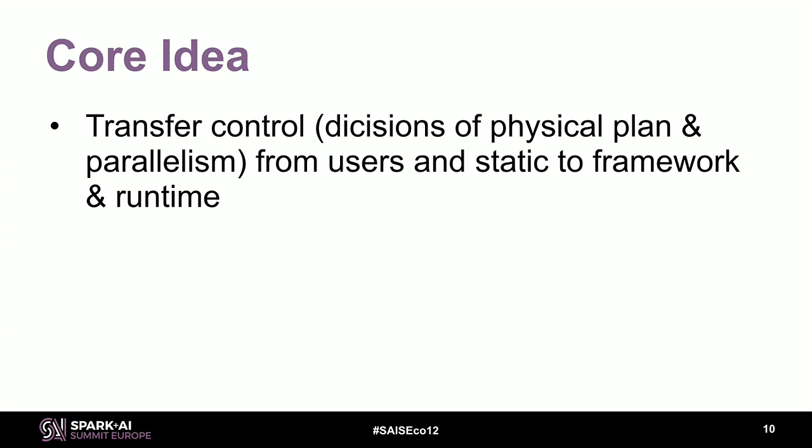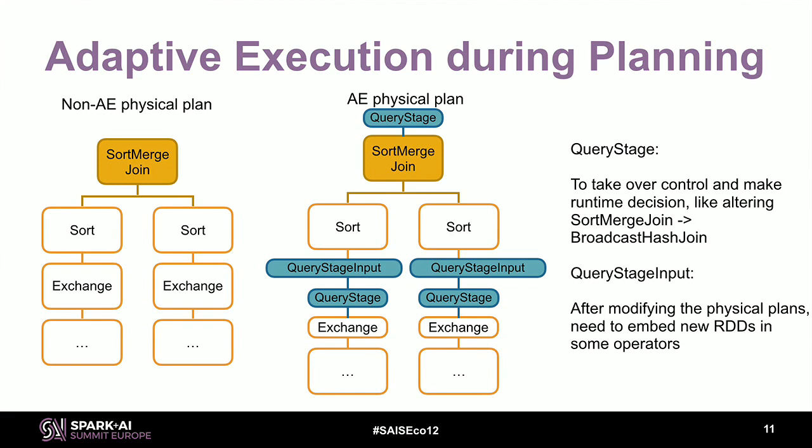To make this happen, we should do something both in the planning phase and in the execution phase. In order to take control at runtime, during planning, we cut the physical plan tree into multiple stages according to shuffle boundaries. We insert a node called query stage as the root of each stage, and also a node called query stage input as a leaf of each stage. This way, stages are divided before submitting to the DAG scheduler, so that we can submit stages one by one and do some altering and optimization between stages at runtime.